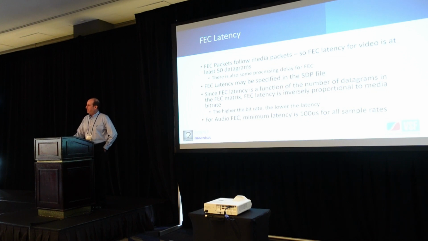FEC latency. One of the downsides of forward error correction is it adds latency, because you're always sending FEC packets with the next matrix, and you're doing that so that your burst losses don't cover your FEC packets. So you get a burst loss, and then your FEC packet is going to be later in time so that you can do that correction. Because of the size of the matrix and because of the layout of the traffic shaping of the FEC packets, your video FEC is going to be at least 50 datagrams or packets. So there's going to be some processing delay for FEC as well, so you've got 50 packets plus some delay.